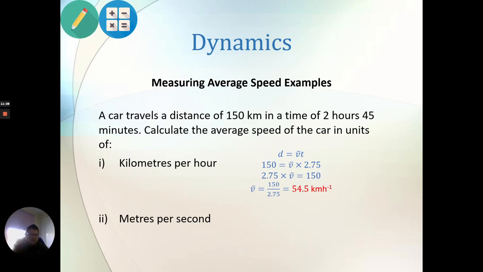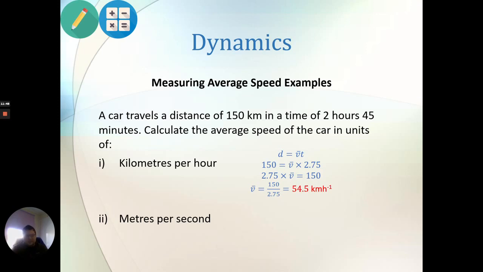It's important the units are km/h⁻¹ or fully written kilometres per hour. It's not kph or anything like that. You have to use the correct units. If in doubt, just write it out in full words.